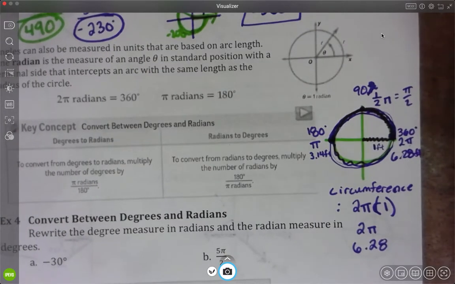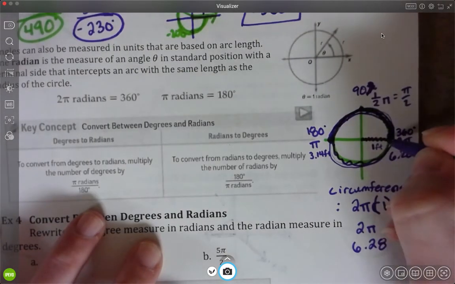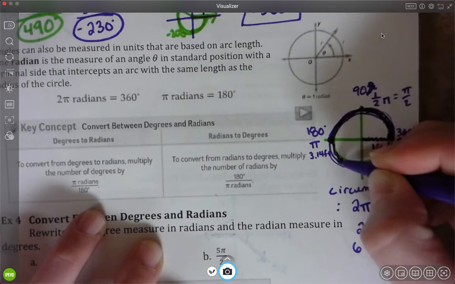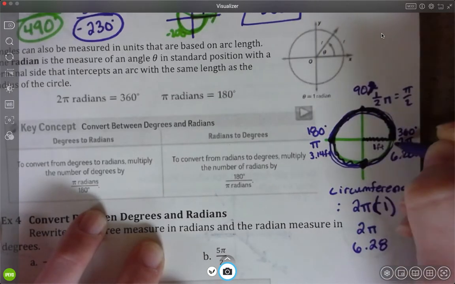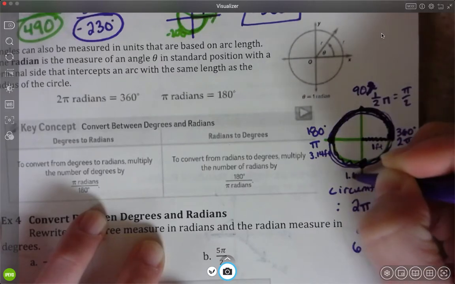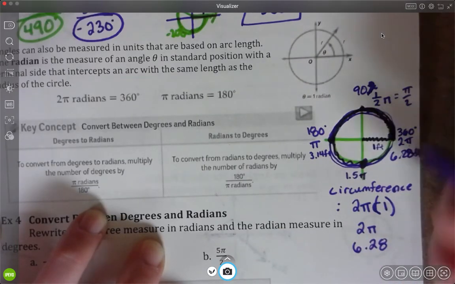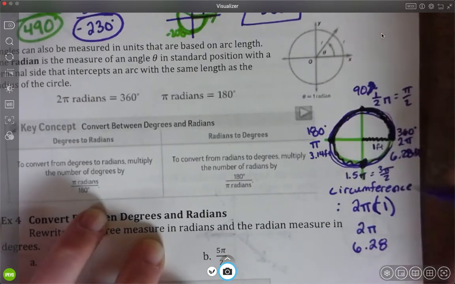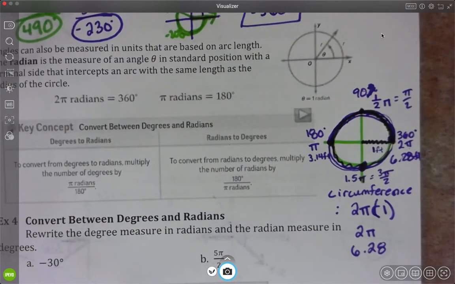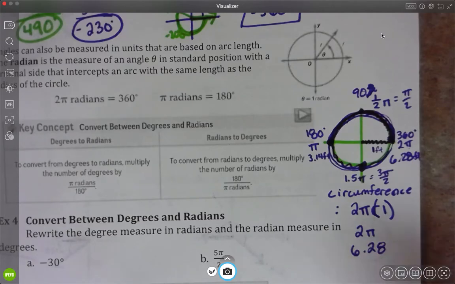And then 3/4 of the way, so from here on down to here, here's pi, here's 2 pi, halfway in between that would be 1.5 pi, which they will write as 3 pi over 2. So it's like three halves of a pi. Okay, so I'm going to write that out again down here because this is really important.